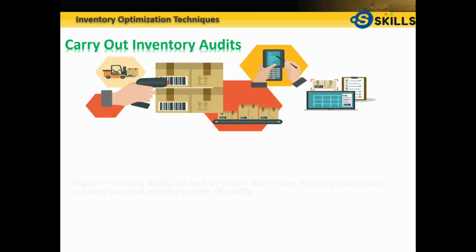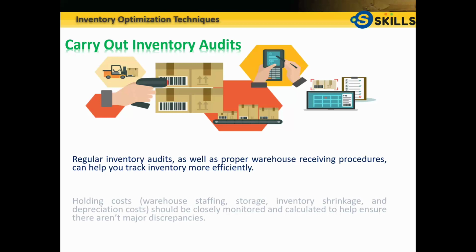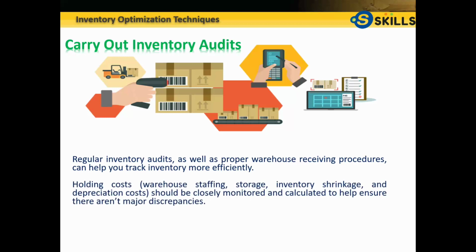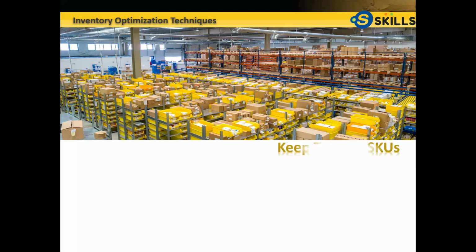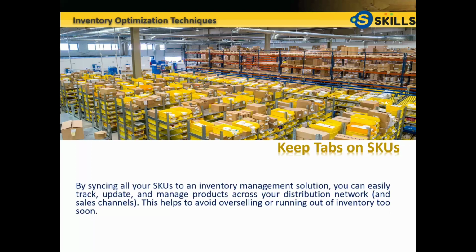Carry out inventory audits. Regular inventory audits as well as proper warehouse receiving procedures can help you track inventory more efficiently. Holding costs, warehouse staffing, storage, inventory shrinkage, and depreciation cost should be closely monitored and calculated to help ensure there aren't major discrepancies. Keep tabs on SKUs. By syncing all your SKUs to an inventory management solution, you can easily track, update, and manage products across your distribution network and sales channels. This helps to avoid overselling or running out of inventory too soon.